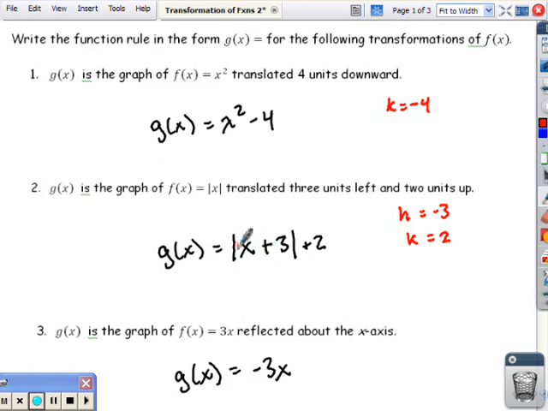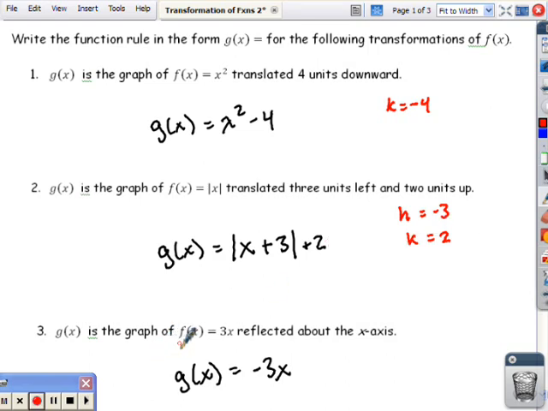So I have the absolute value of x minus, and then remember the general form has x minus. Then I look at h, and I see a negative 3, so that minus becomes plus, x plus 3. Absolute value is applied, and then I add 2. K is 2.